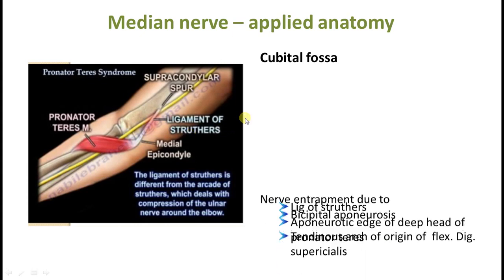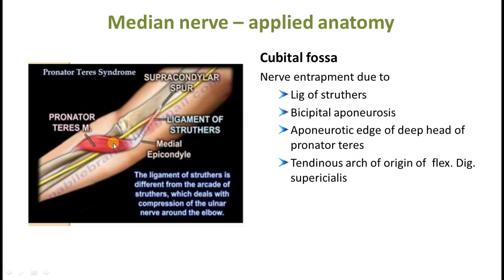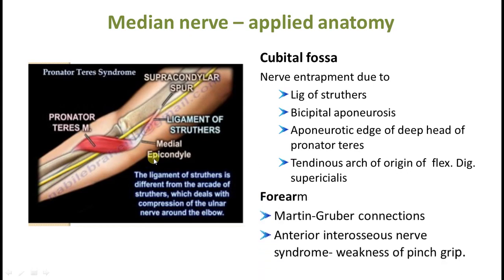Okay. So due to supracondylar fractures in the cubital fossa or when it passes between the pronator teres, it might get compressed. Bicipital aponeurosis might actually compress the median nerve. Okay. So it might be due to ligament of Struthers, when it passes between the two heads of pronator teres, or when the bicipital aponeurosis can compress it, or the tendinous arch of flexor digitorum superficialis might actually compress the median nerve.